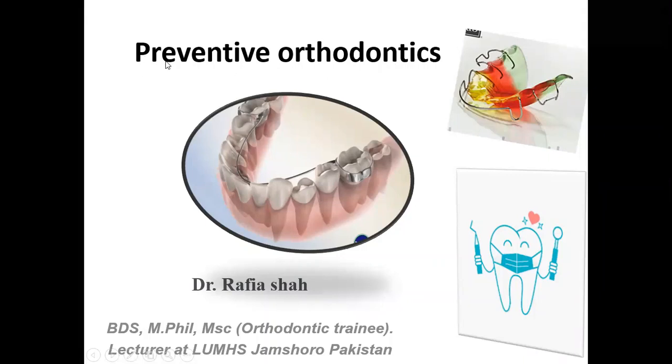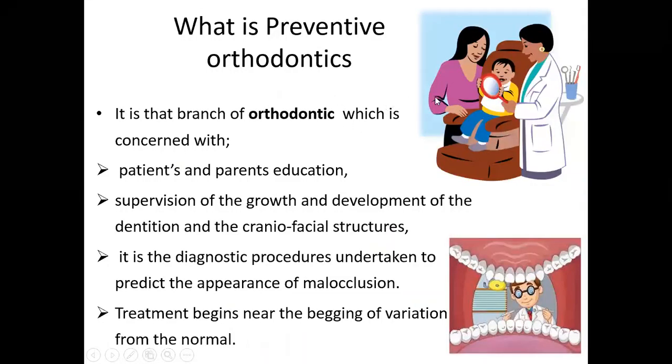Can you see here the word itself is self-explanatory. Preventive means we are going to do prevention. Prevention is given when there is no problem, but we suspect that the problem is going to arise. So we are going to prevent the occurrence of that problem. That's why we are calling it preventive orthodontics. So preventive orthodontics includes education of the patient and the parent.